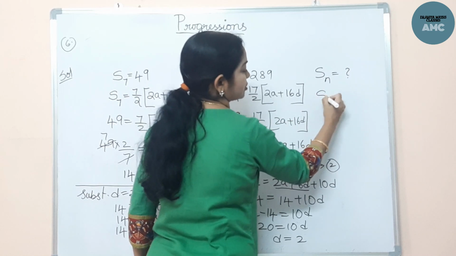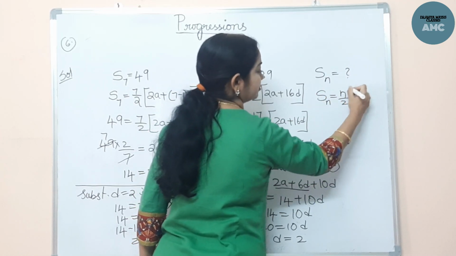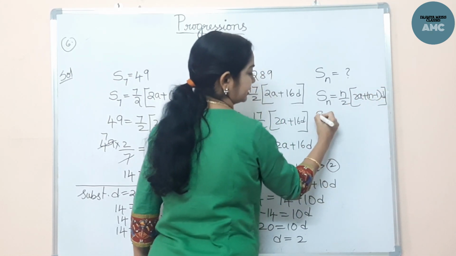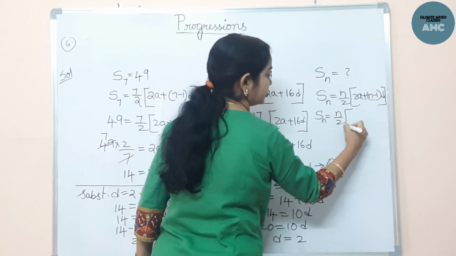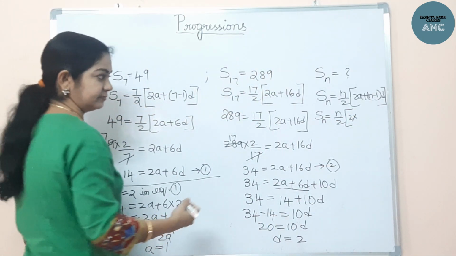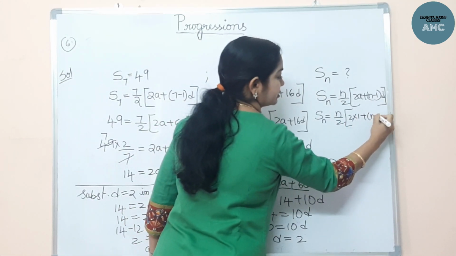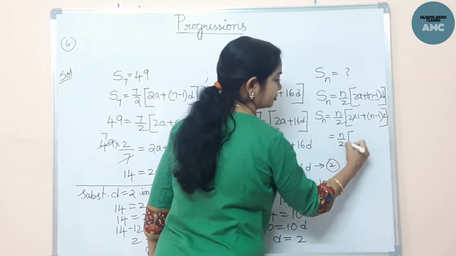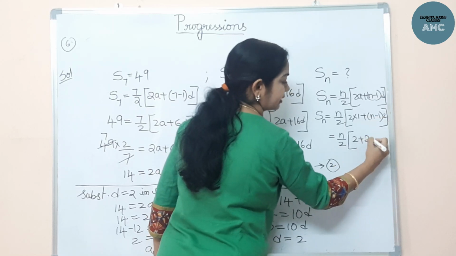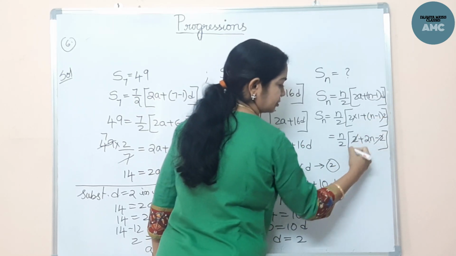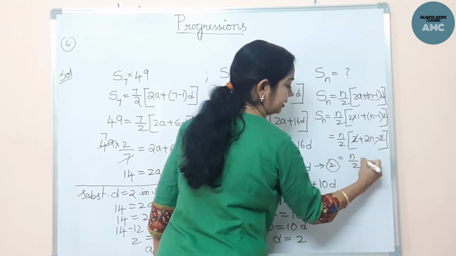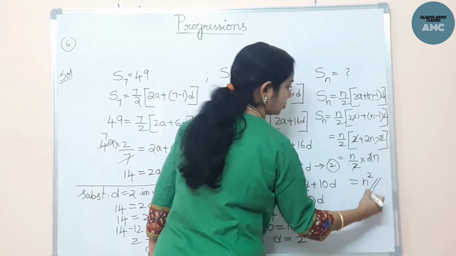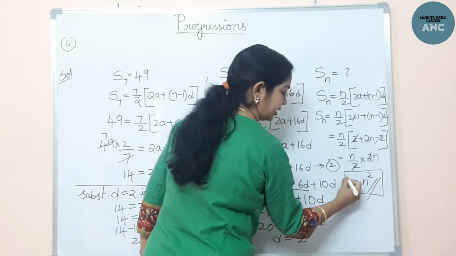Simply ask Sn. So Sn is n by 2, 2a plus n minus 1 into d. So n by 2, 2 into a value, which is 1, plus n minus 1, d value is 2. So this comes to n by 2, 2 plus, if you open the bracket, 2n minus 2. So cancel the 2s, this comes to n by 2 into 2n. So 2 and 2 get cancelled. It's equal to n square. So the Sn value is n square.